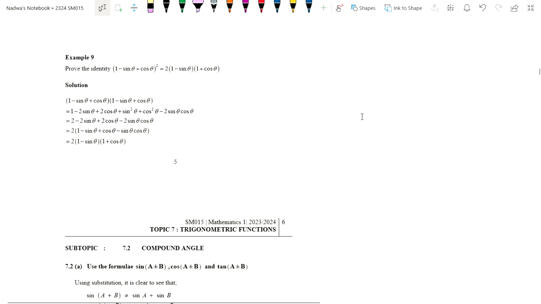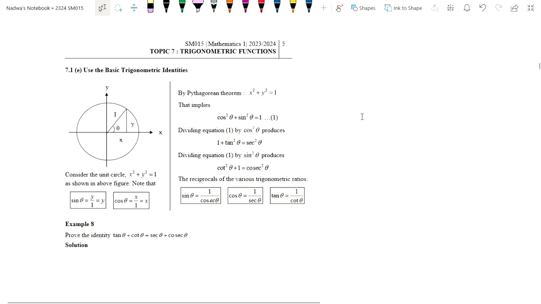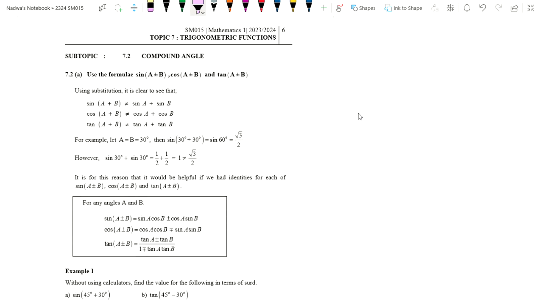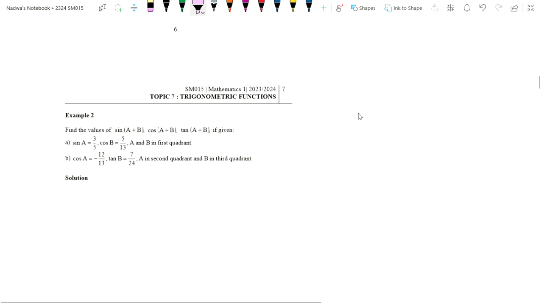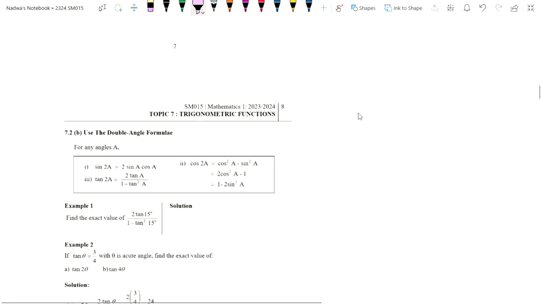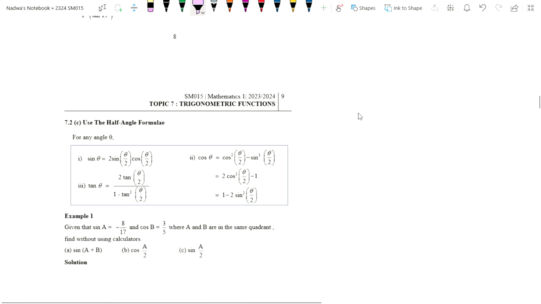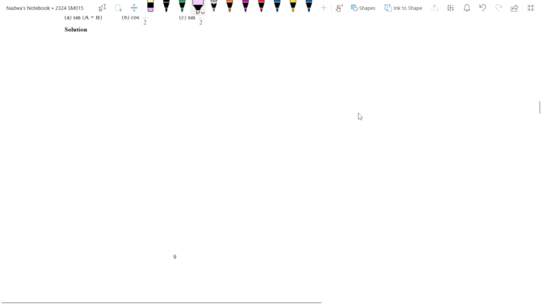Okay, so I'll continue with trigonometric identities and also trigonometric compound angle and double angle in the lecture on Monday.